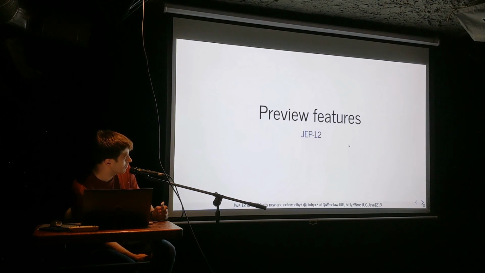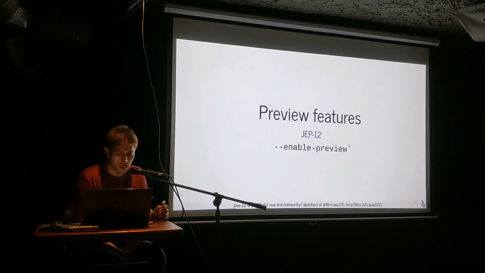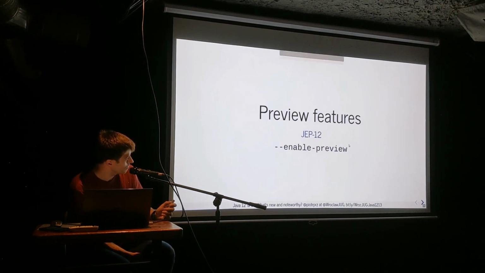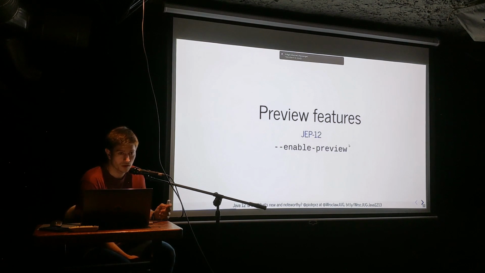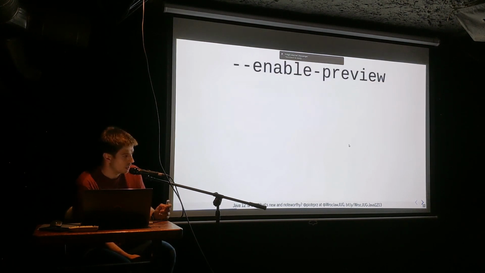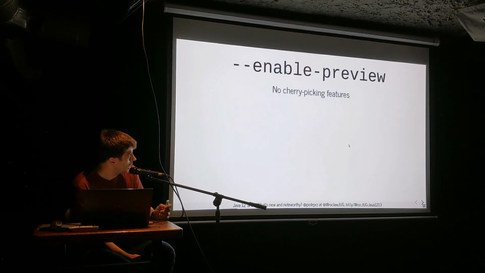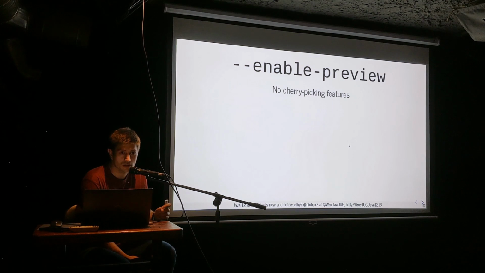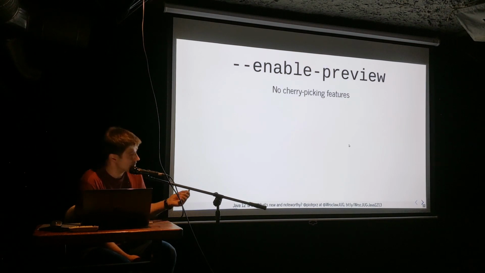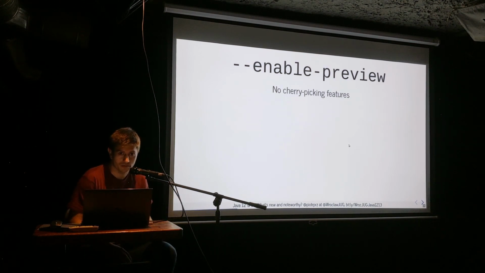Preview features. They are an implementation of Java 12, and they are enabled by such a switch in the command line for the compiler or for Java or for JShell, basically. And they are all or nothing. You can't enable certain preview features and keep some others disabled. It's all or nothing. Once you turn this on, you have all preview features enabled, basically.